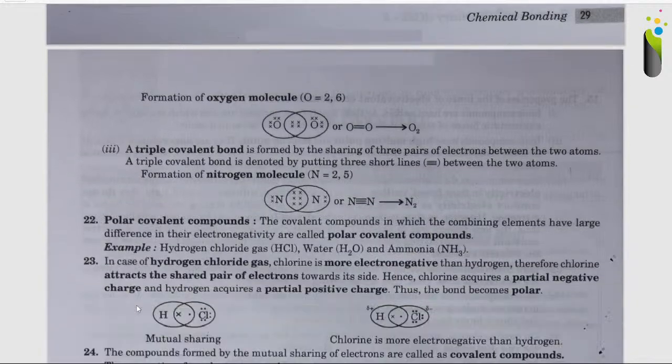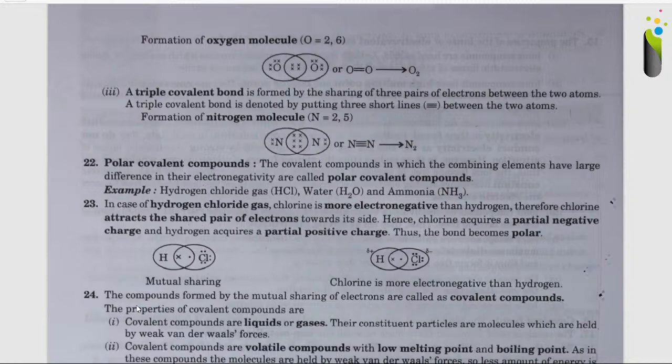For example, formation of oxygen molecule. Now oxygen has altogether 8 electrons. Its atomic number is 8. So it has 2 electrons in the first shell and 6 electrons in the second, that is its outermost shell. So it needs 2 more electrons to become stable, or that is to complete its octet.